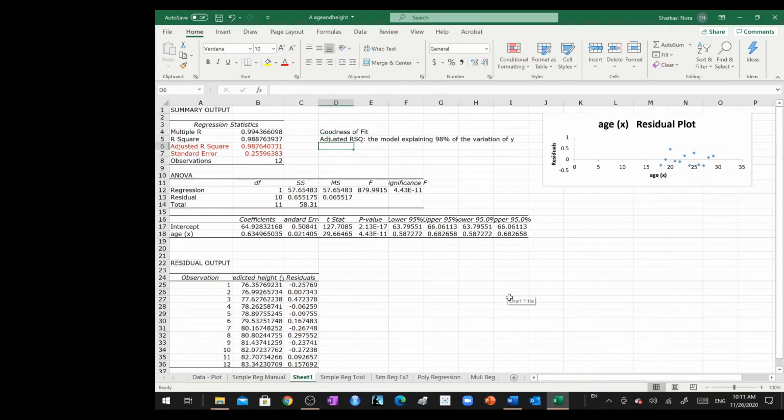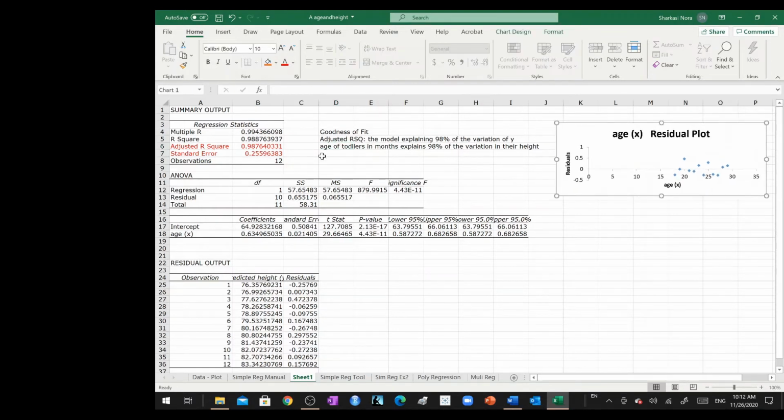I don't like this. I like my students to show me that they really understand what they're talking about. So we just say that age of toddlers in months explains 98% of the variation in the toddlers' height. So this means that you really understand what you're talking about, right?